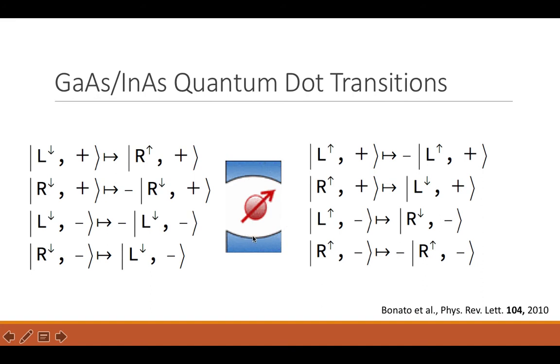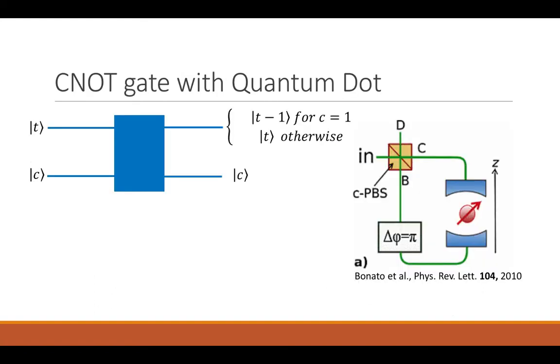And what this actually does is entangle the electron spin with the polarization of the photon. And that'll be more evident when I show you this example, which is a C-NOT gate that was proposed by the Bermeister group. The C-NOT gate just has a target qubit which inverts when the control qubit is in some particular state, and it stays the same otherwise.